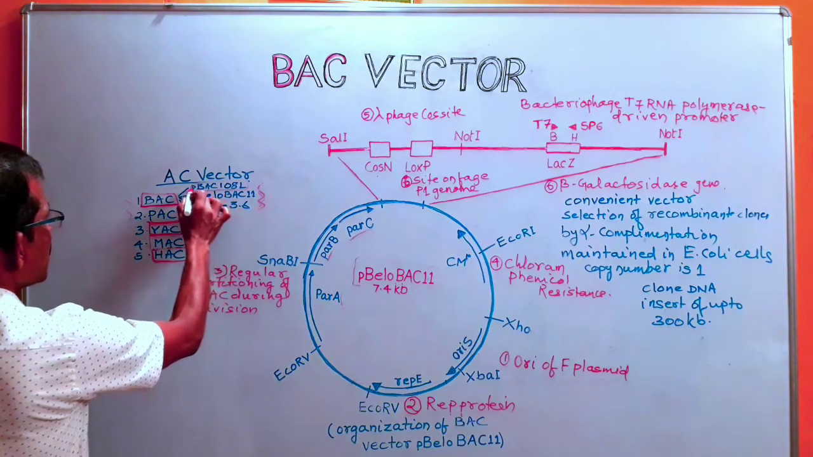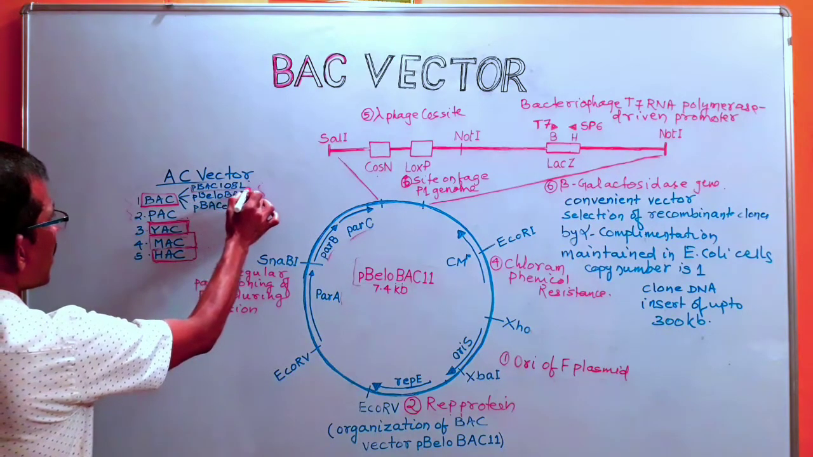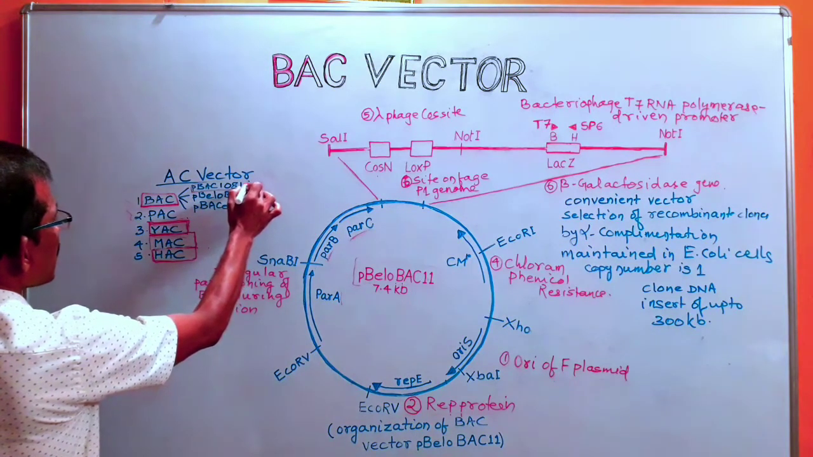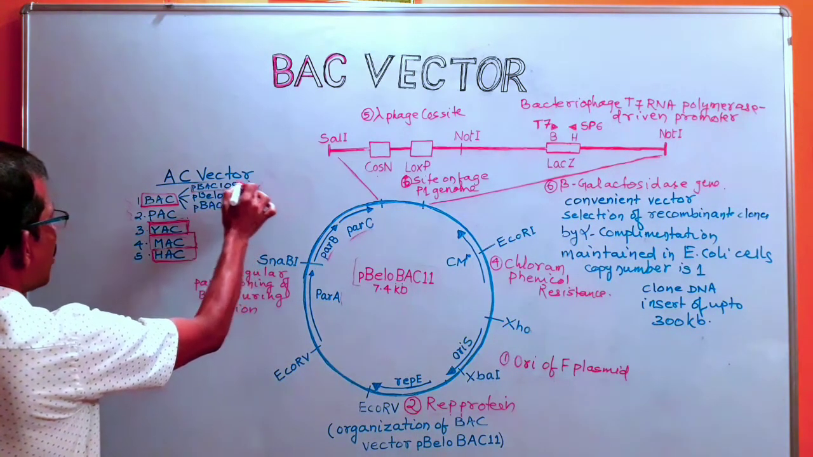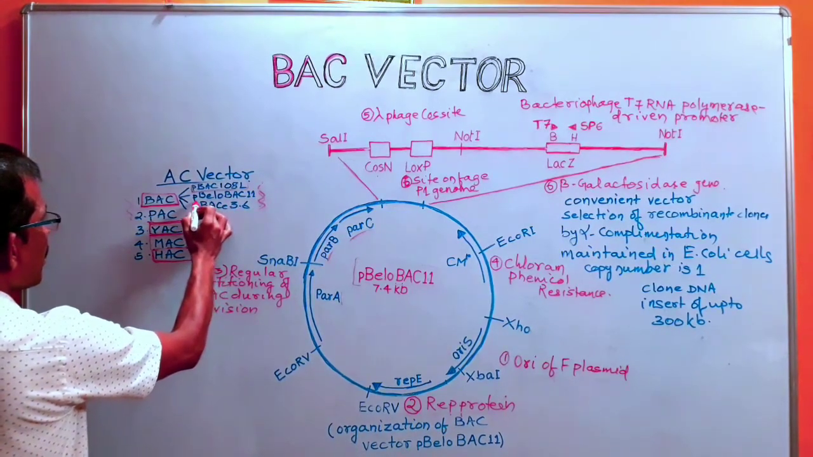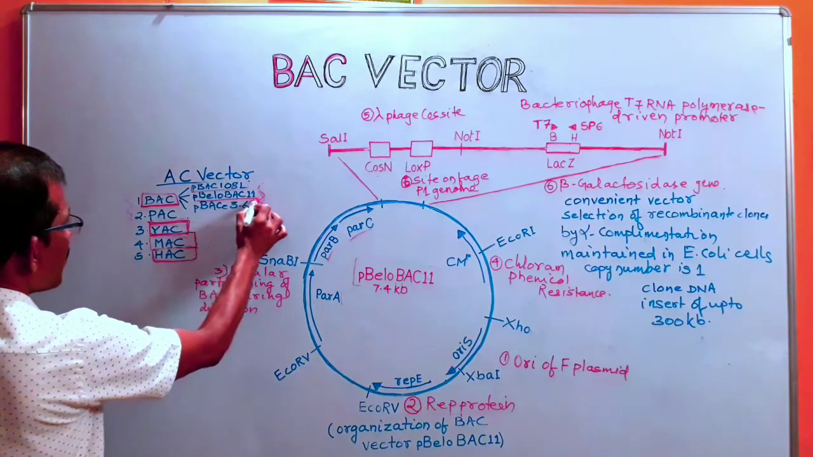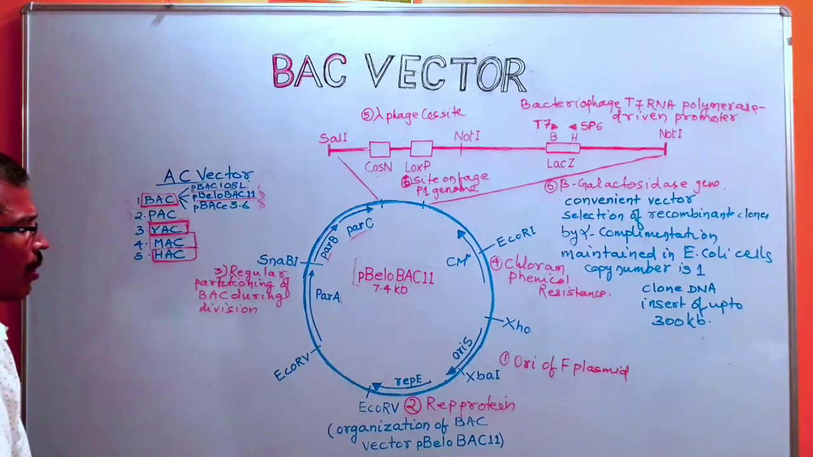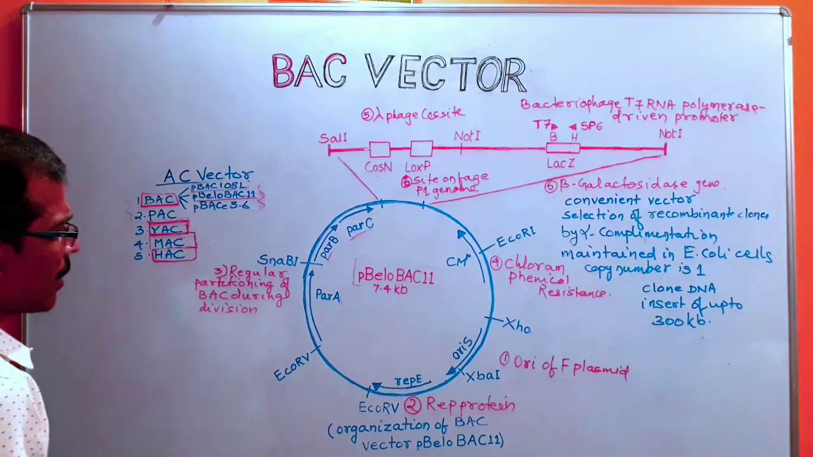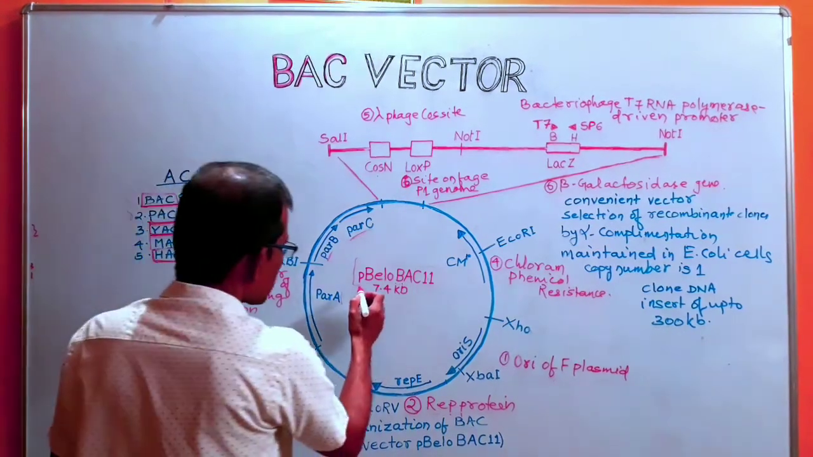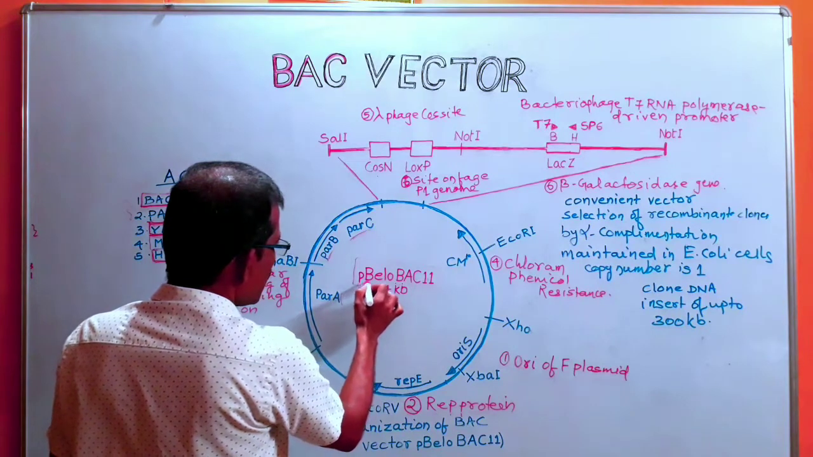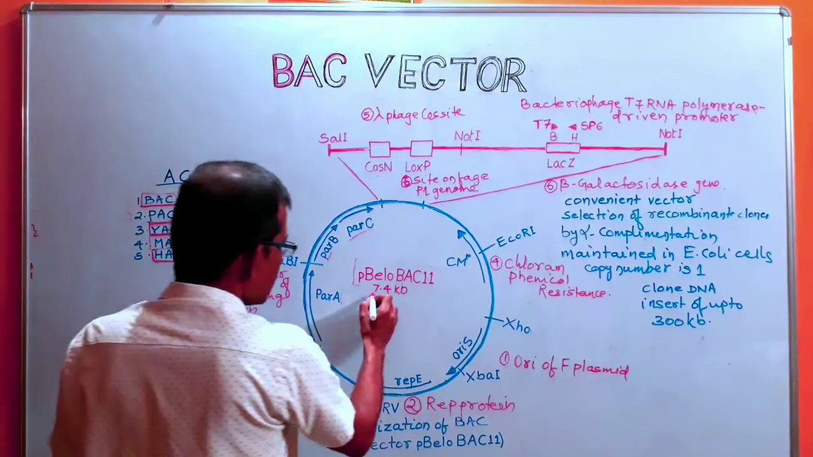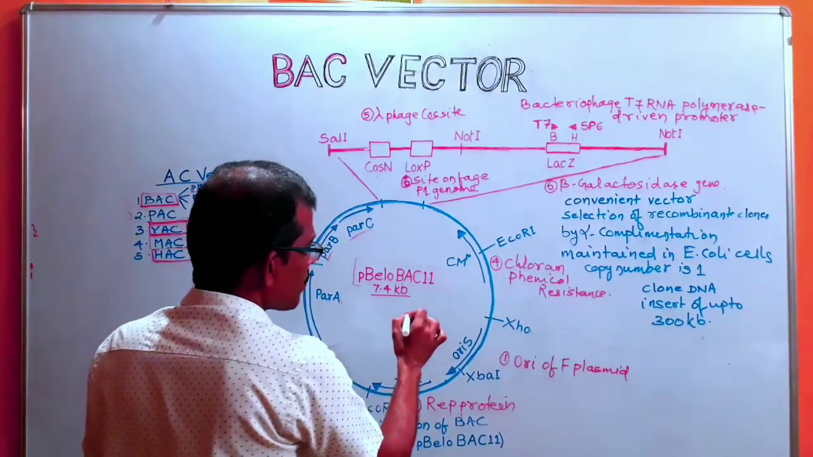Bacterial artificial chromosome vectors include pBSC108L. This pBSC108L was the first bacterial artificial chromosome vector that was developed. Other BAC vectors are pBeloBAC11, pBAC3.6. So today we shall discuss about a bacterial artificial chromosome vector known as pBeloBAC11.